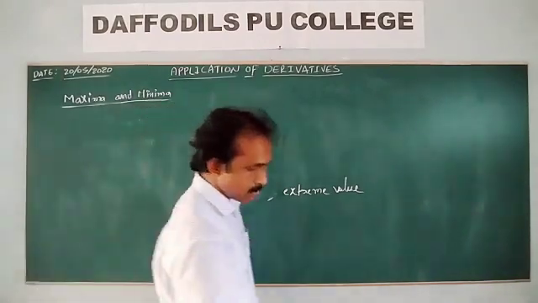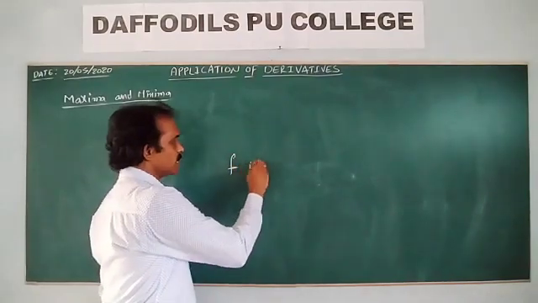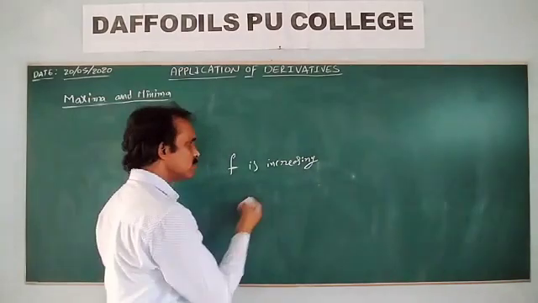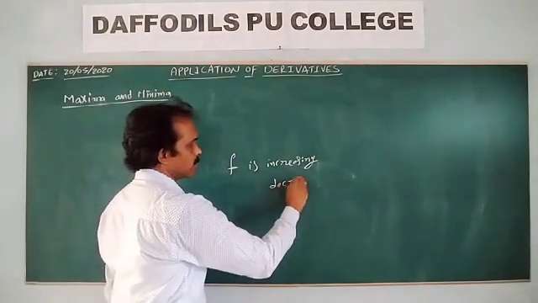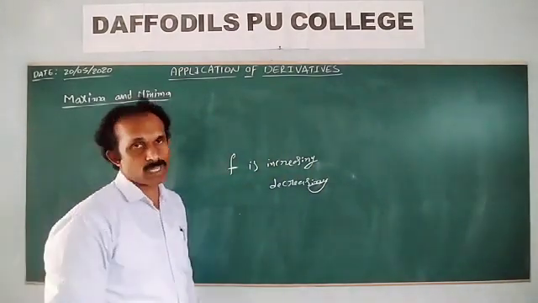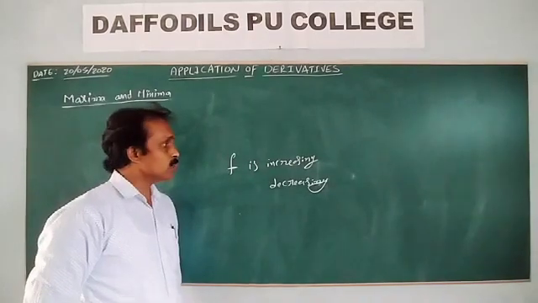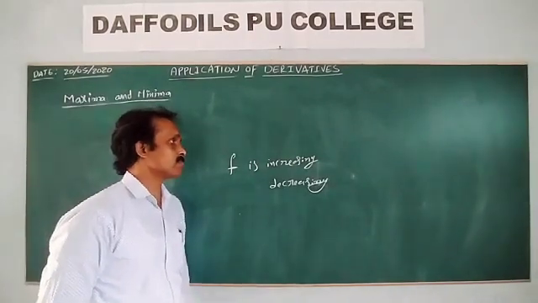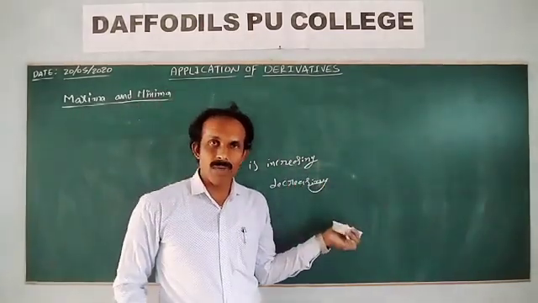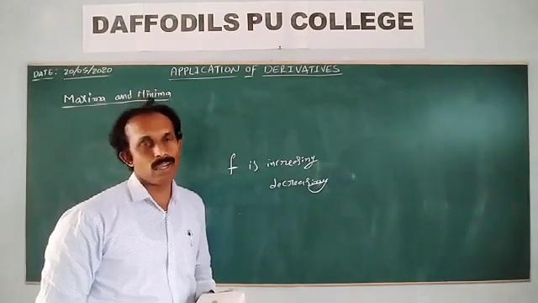Like that, the increasing and decreasing concept also. If f is increasing or decreasing, then f is called a monotonic function. So every monotonic function assumes a maximum value or a minimum value, either a maximum value or a minimum value.